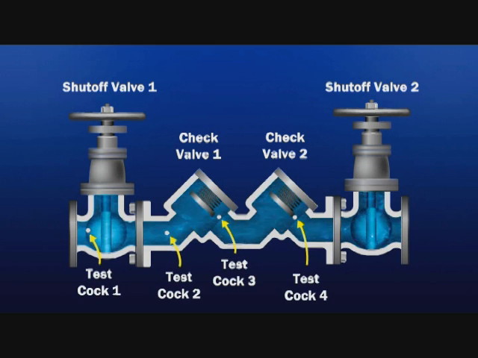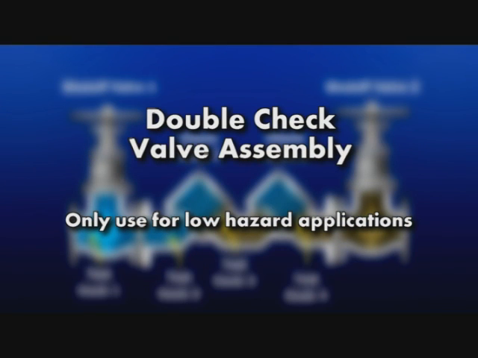In normal operation, the check valves will open to allow water to pass through. In a back pressure situation, the second check should close. If it doesn't seal properly, the first check will back up the second. The DCVA is only used for low hazard applications.